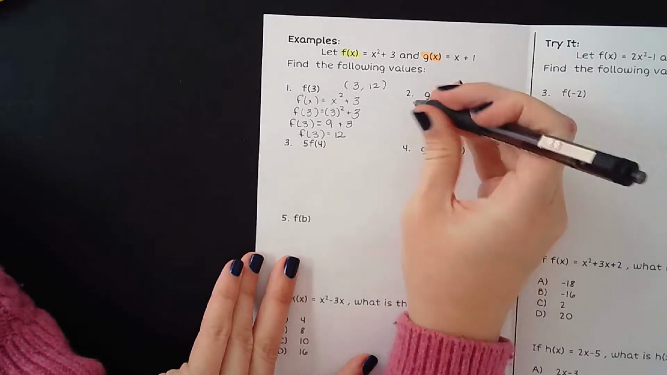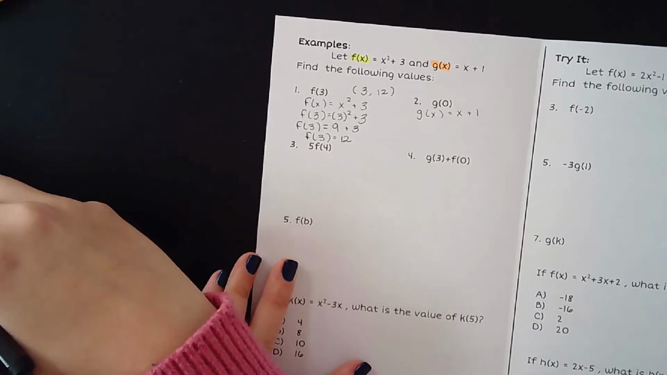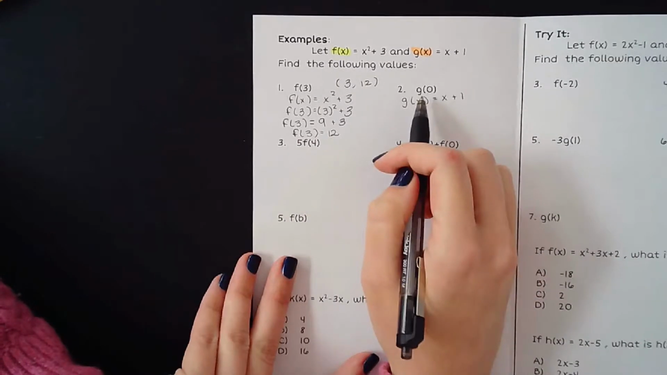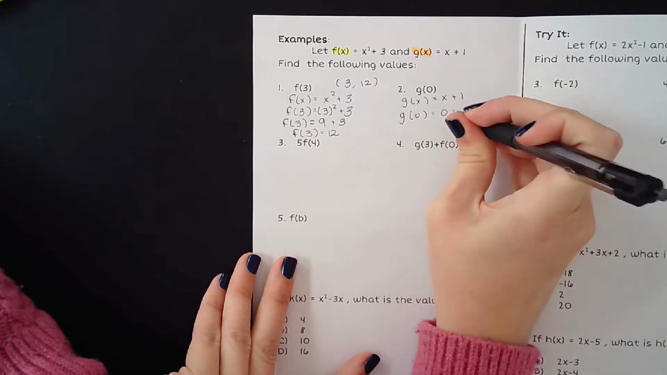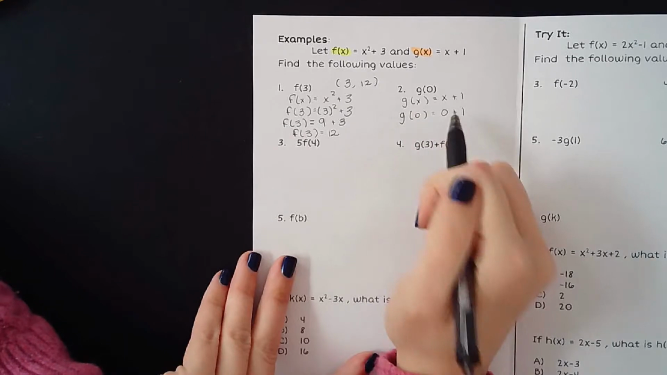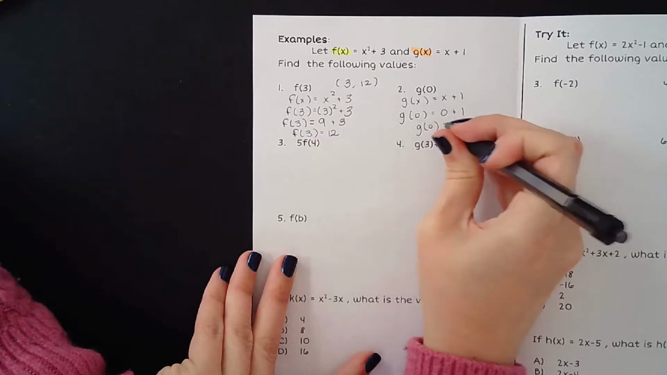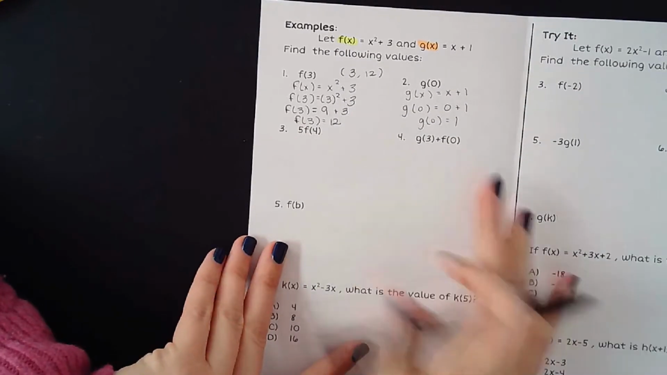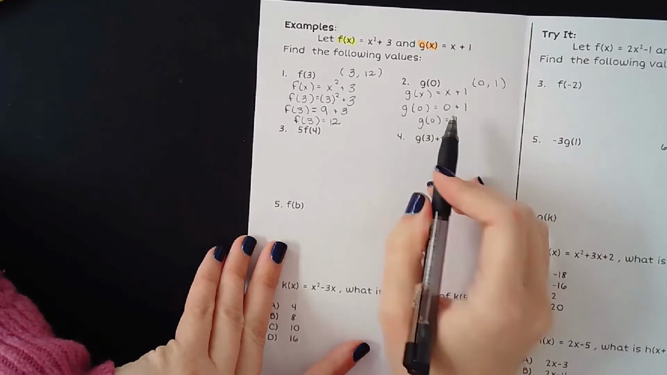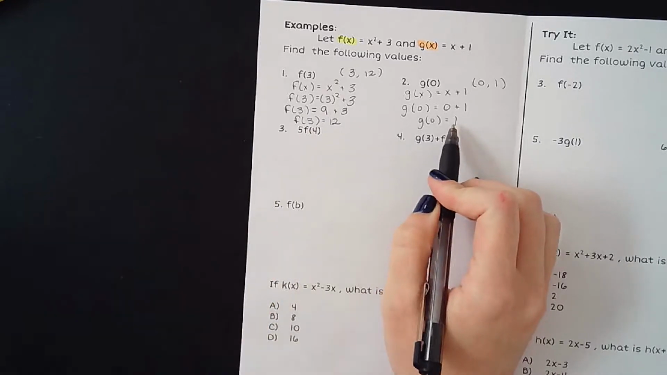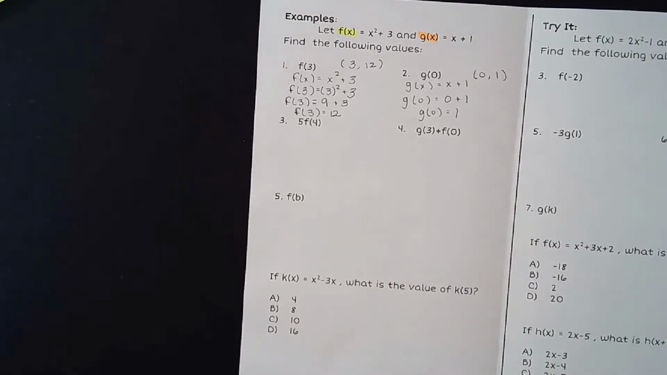When I evaluate g of 0, I'm going to start the same way by rewriting the function. g of x equals x plus 1. They're asking me to put in 0, so anywhere I have an x, I need to substitute 0. So g of 0 equals 0 plus 1. So g of 0 equals 1. As a coordinate pair, this one would be (0, 1). I put in 0, I got out 1. The next two problems take this up a notch.